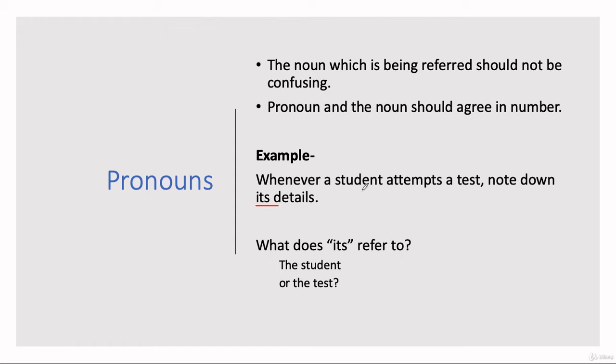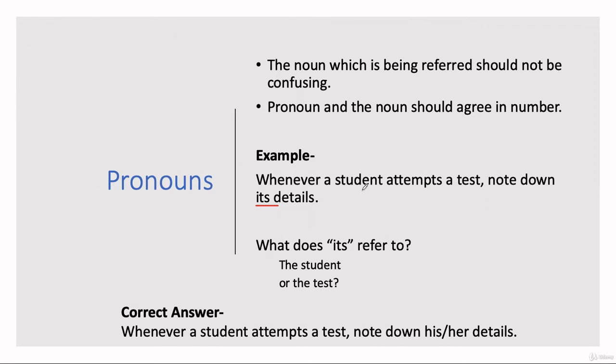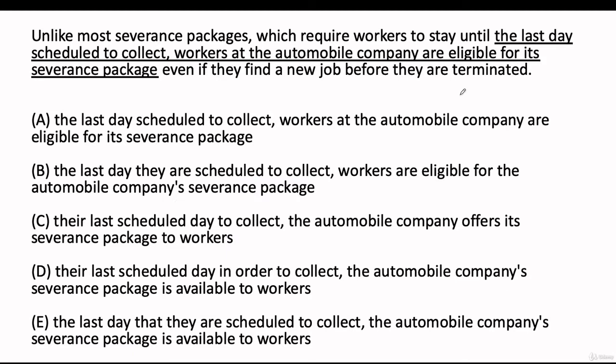What do you think should be the correct answer to this? We should either write student or test instead of the pronoun, because in this situation the pronoun is not correctly representing the noun. The correct answer here would be, whenever a student attempts a test, note down his or her details. When we write his or her details, we directly refer to the student and the confusion is removed. We can see this from an example as well. Let's look at an example here.